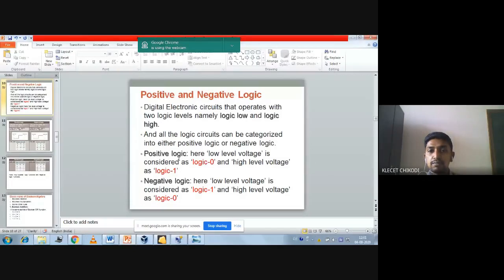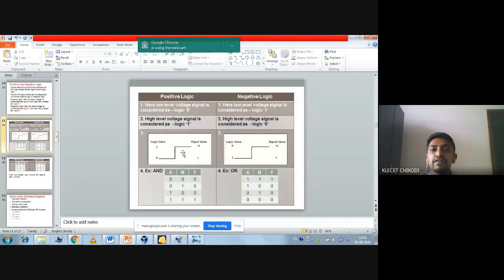So for logic 1 here we are assigning a plus 5 voltage in the negative logic, and for logic 0 we are assigning a 0 voltage. Sorry, for logic 1 we are assigning a 0 voltage here, and for logic 0 we are assigning a plus 5 voltage in the negative logic. Both are vice versa, and these are the differences here.